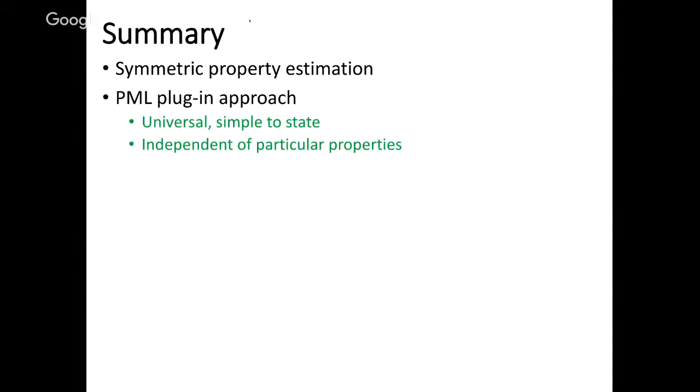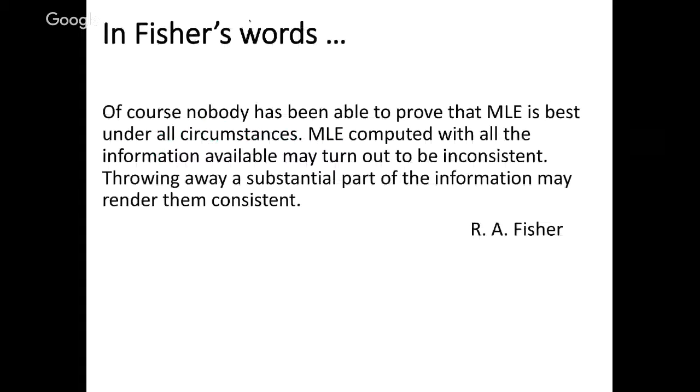So to summarize, we consider symmetric property estimation, and we show that profile maximum likelihood is simple and is optimal. So this is the last slide. So Fisher said that, so this is in Fisher's words, he said that nobody has been able to show that maximum likelihood is best under all circumstances. Because maybe you are overfitting. In other words, your maximum likelihood estimator computed with all the information may turn out to be inconsistent.